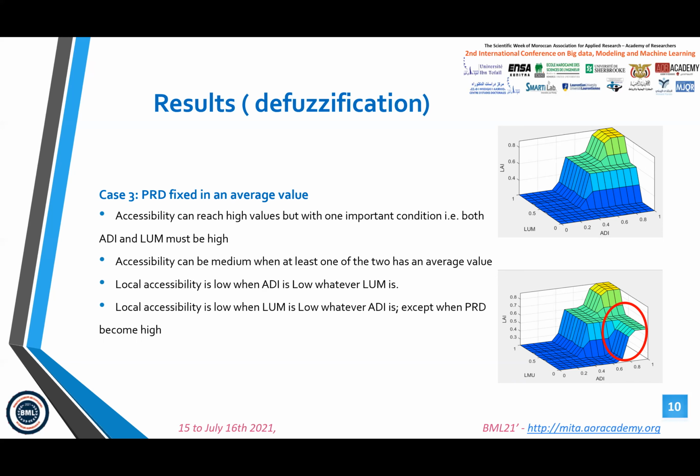This result is consistent because when the density is low, there is no reason to talk about the land use mix. Moreover, when the density is high and the land use mix is low, we conclude that the area presents only one activity. In both cases, the accessibility remains low, except when PRD becomes high. In this case, accessibility becomes medium. Furthermore, we can also conclude that the combination of ADI and LUM characteristics is more important and relevant to achieve a high local accessibility.